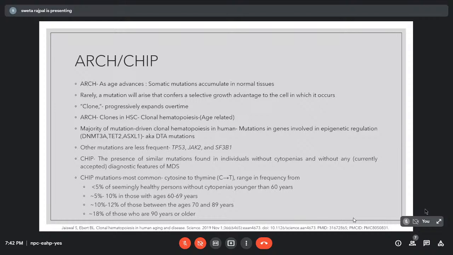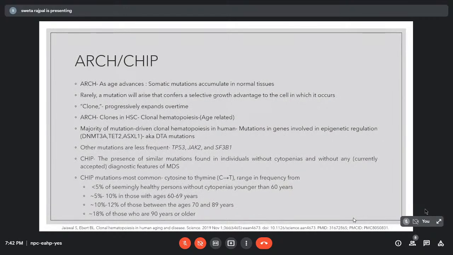Most of the mutations happening in age-related clonal hematopoiesis involve epigenetic regulation, mainly DNMT3A, TET2 and ASXL1, also known as DTA mutations. Other driver mutations like TP53, JAK2 and SF3B1 can also happen, but they are very rare.